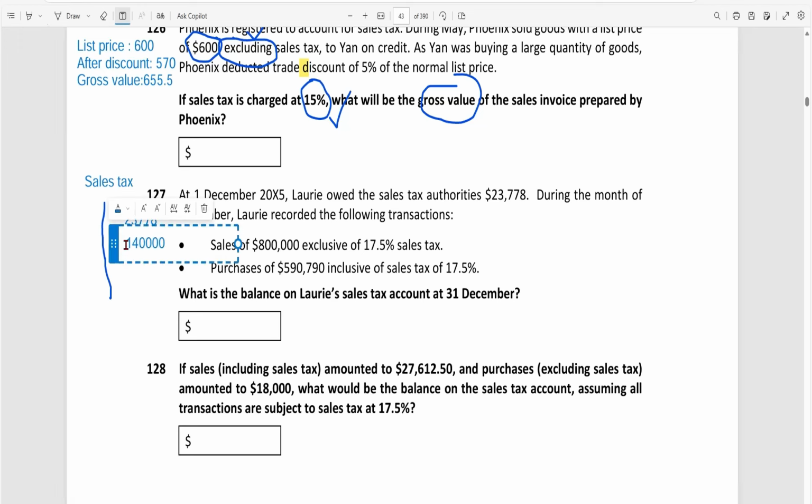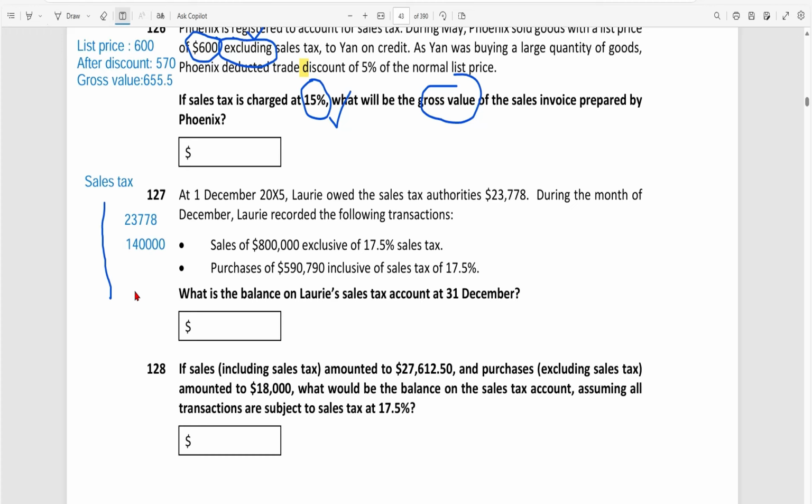Alright, so next we have a purchase of 590,790 inclusive of sales tax of 17.5%. So if we are purchasing some goods, then again we might have paid a tax on those goods, but we can claim that amount from the tax authorities. So it is receivable from tax authorities, so it will reduce our liability. Basically the funda is that if a business is registered for VAT, then whatever goods the business has purchased for business use, they can claim the tax paid on those amounts.